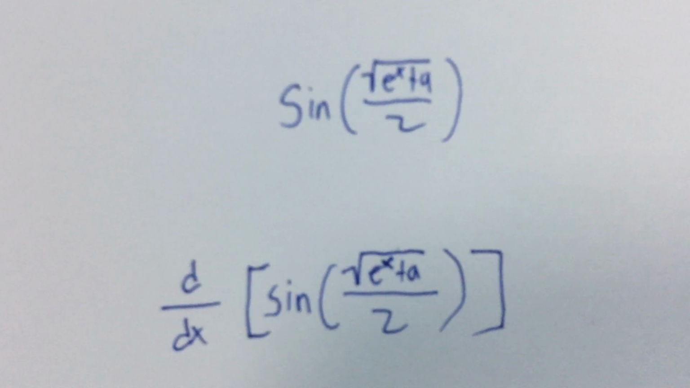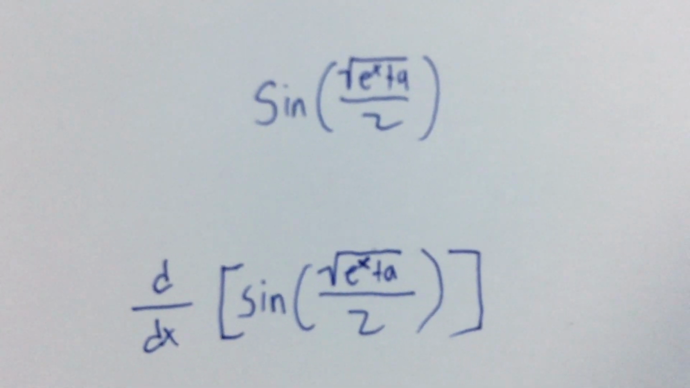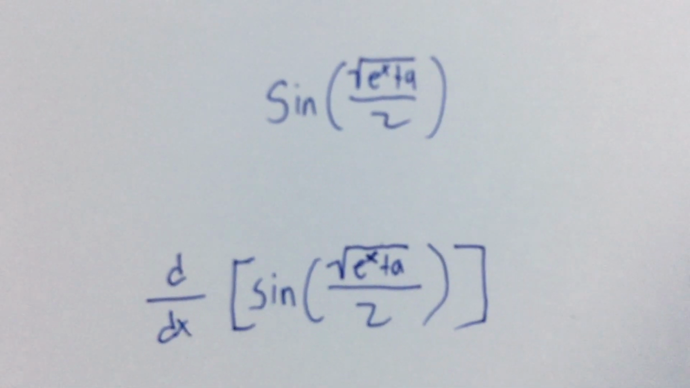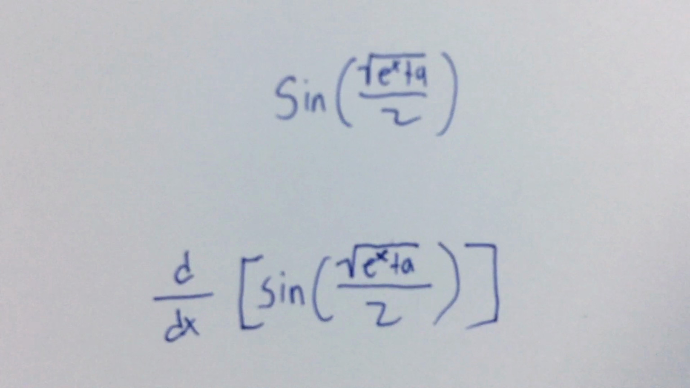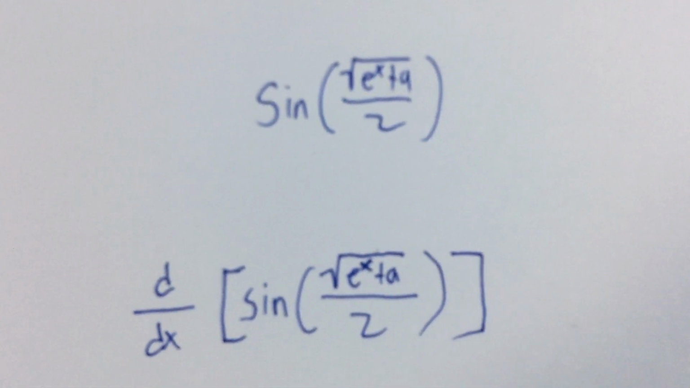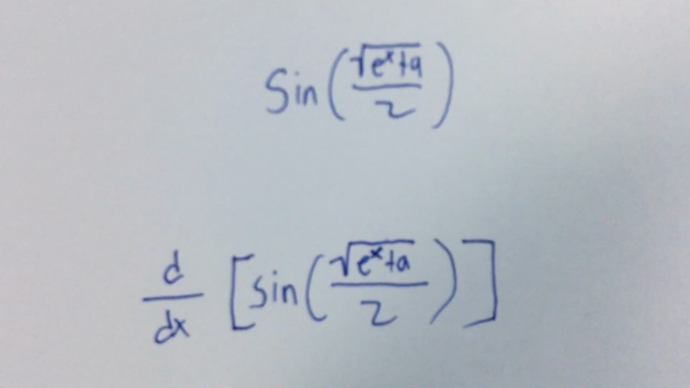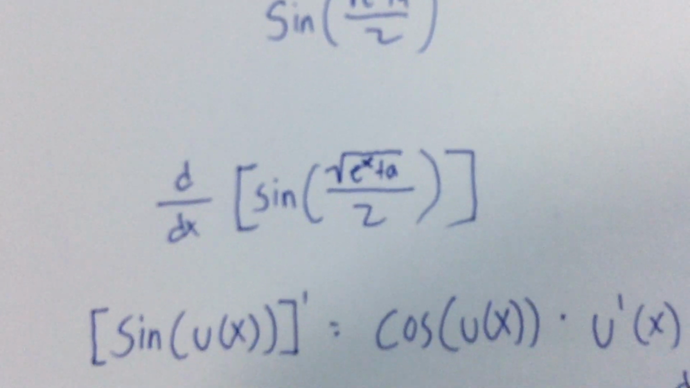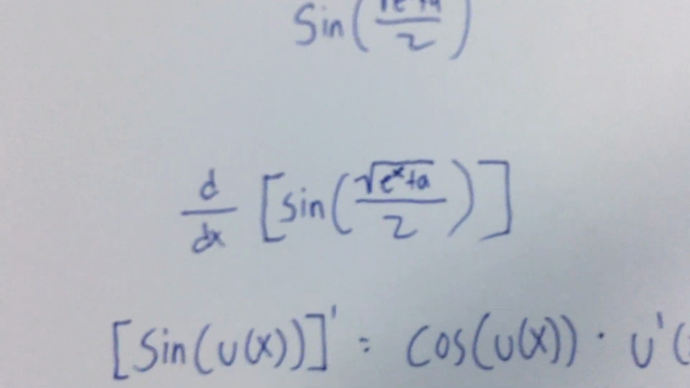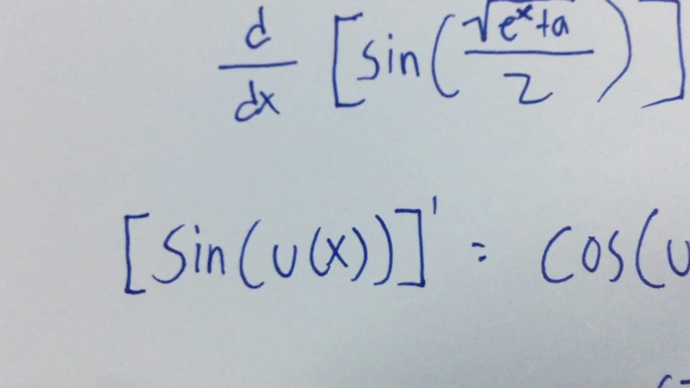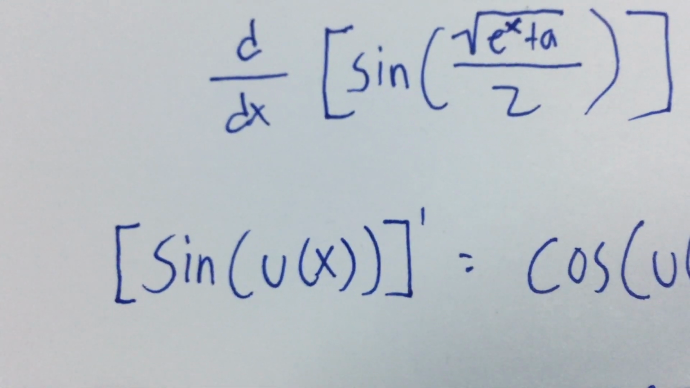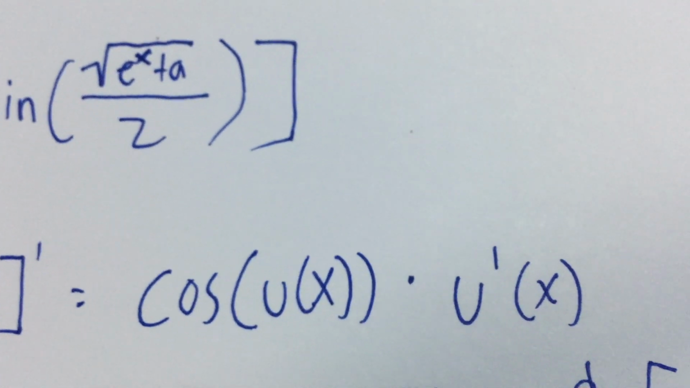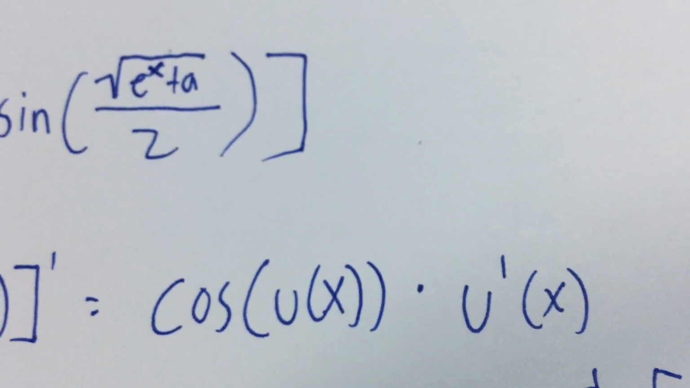Hello everyone, let's solve this equation. In solving this equation, apply the differentiation rule. Note, the chain rule has been applied here, multiplied by the inner derivative. So let's take sine of the square root of e^x plus a, over 2. And here's our formula: the derivative of sin u(x) equals cos u(x) times u prime of x.